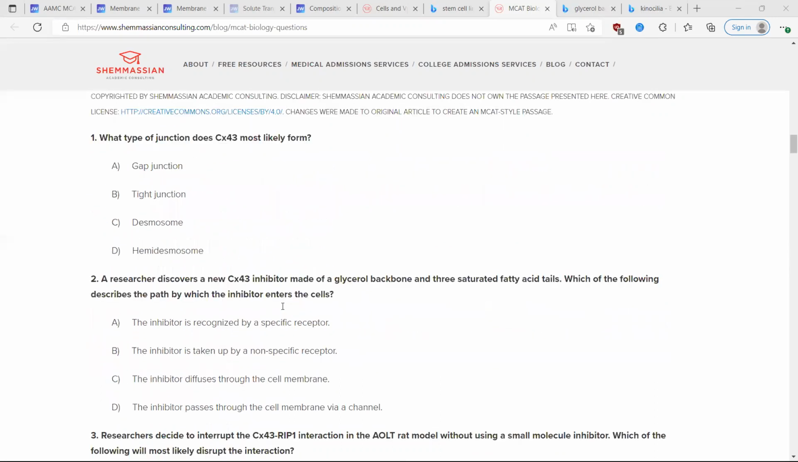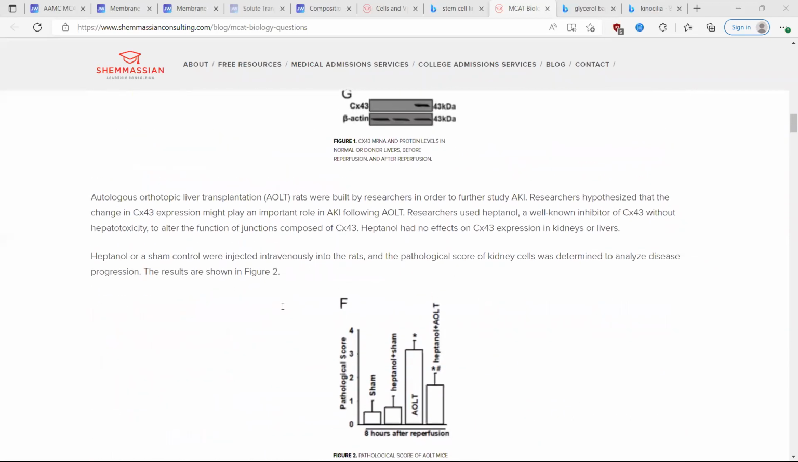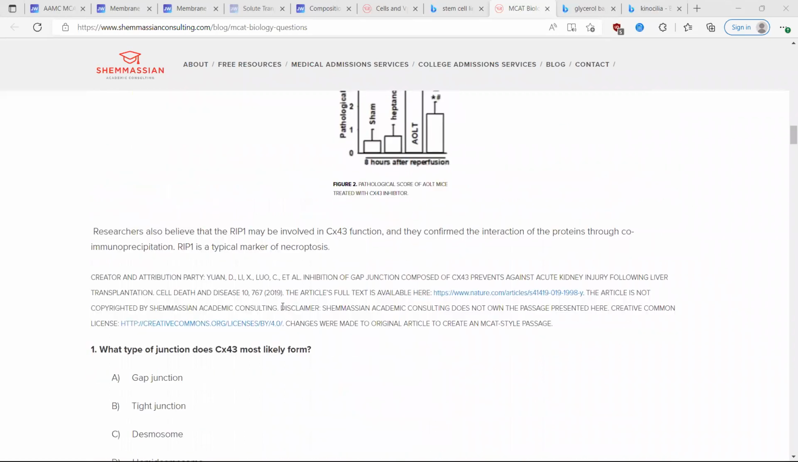And so what did they say about this interaction? They said, researchers also believe that the RIP1 may be involved.